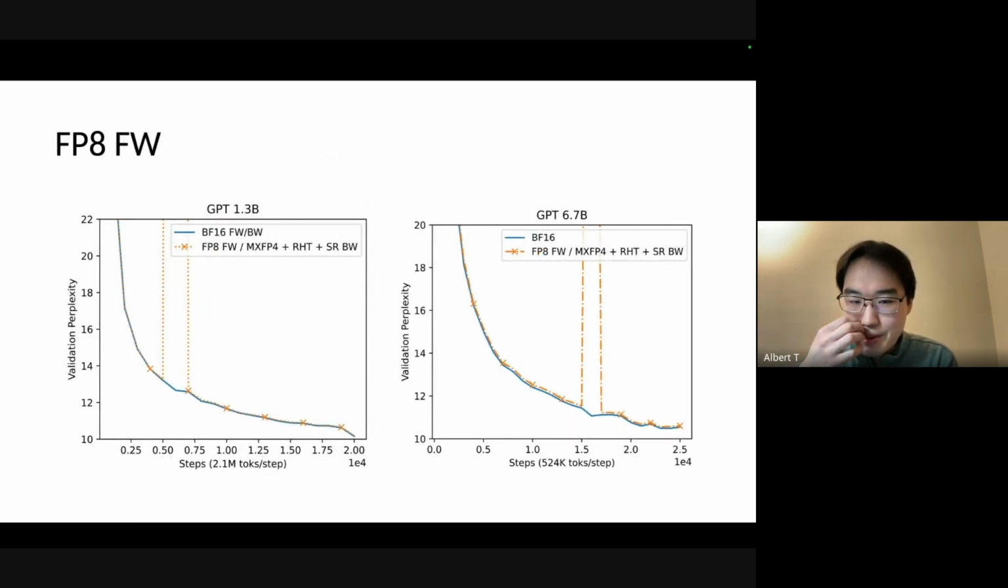And then finally, we also tested with FP8 forward passes. We have these FP8 training algorithms. The question is, if we did an FP8 forward pass and an FP4 backward pass, would that kill quality, or is our thing compatible with that as well? And it does work, which is good. And it works for 1.3 and 6.7.